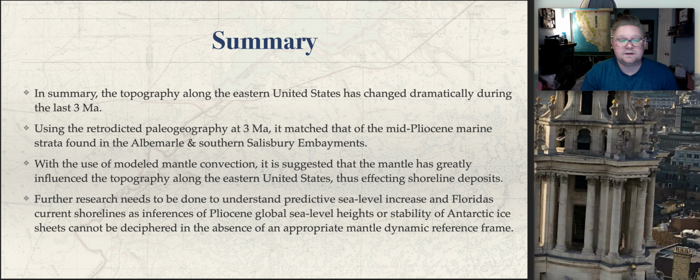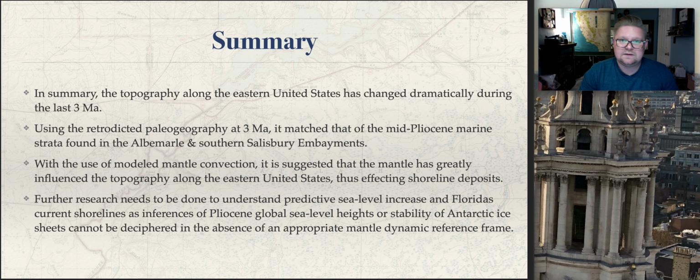So in summary, the topography along the eastern U.S. has changed dramatically. There's no doubt about that. Using retro-dicted paleogeography at the 3 million year mark, it definitely matched that of the mid-Pliocene marine strata found in the Albemarle and southern Salisbury embayments. With the use of model mantle convection, it is suggested that the mantle has greatly influenced the topography along the eastern United States, thus affecting shoreline deposits.